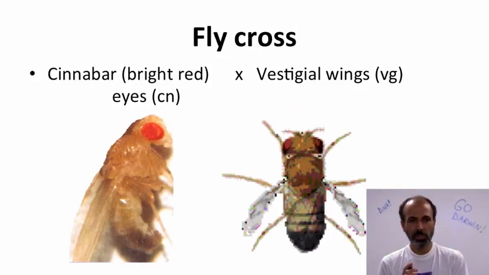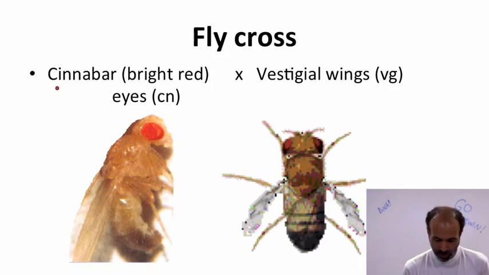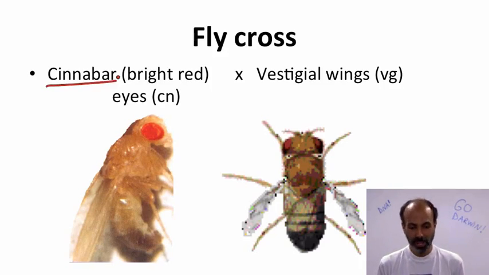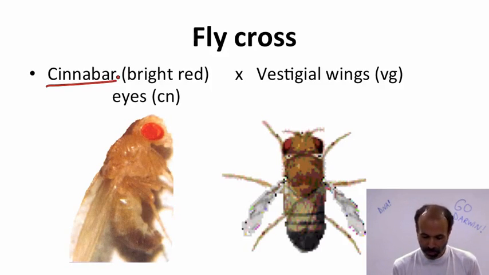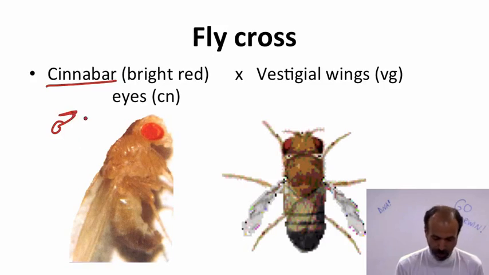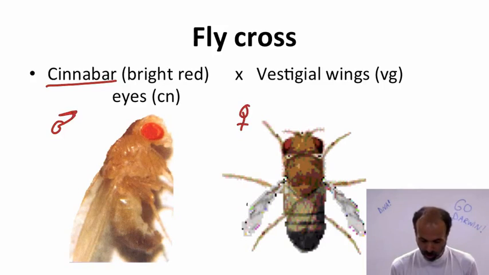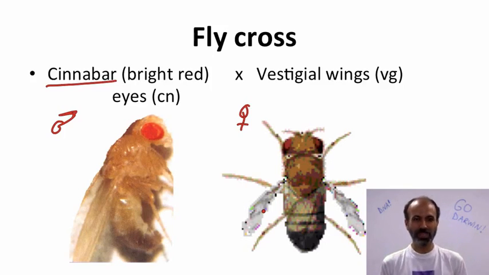So let's look at this using this particular fly cross. Here, we'll be crossing flies that are mutant for one gene to flies that are mutant for another gene. So let's start over here with the ones on the left. These ones have cinnabar, or bright red eyes. This is different from the standard fly eyes, which are more of a dull red. And let's say we're crossing males to females that are vestigial. Vestigial has these shriveled up wings rather than the normal full-length, beautiful Drosophila wings.